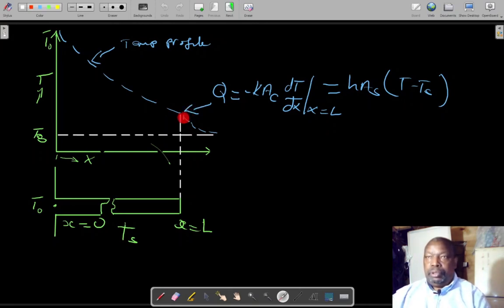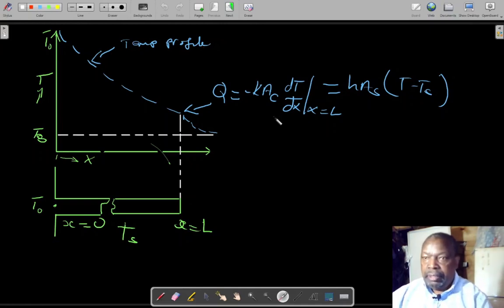And at this position there, our Q is equal to minus K Ac dT by dx, evaluated at x equals L, and it is equal to the heat that is being lost to the surroundings, which is hAs (T minus Ts). h, surface area, that is the surface area. This is the cross-sectional area, and that is the surface area.